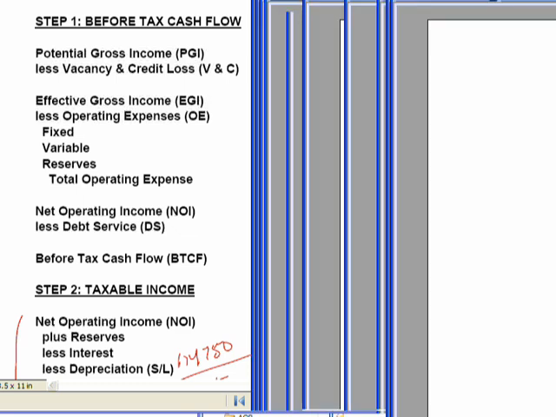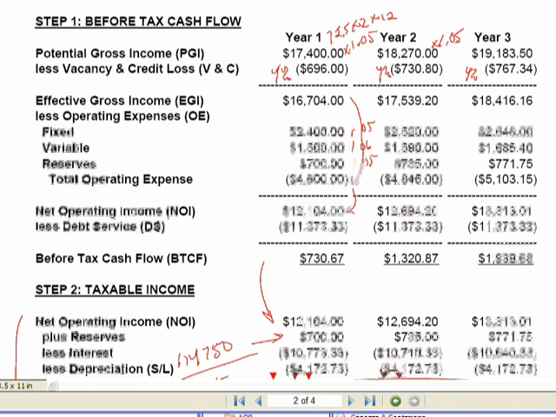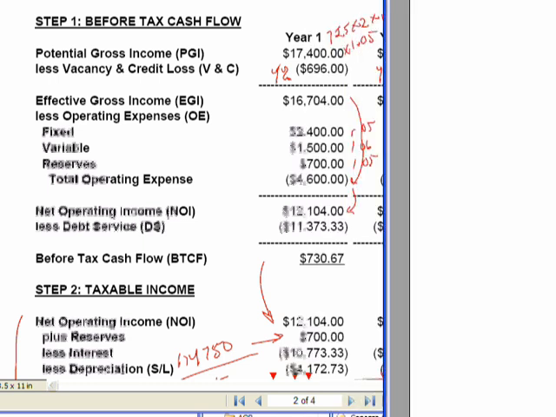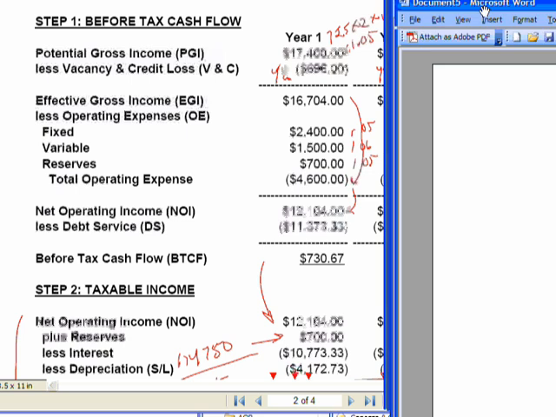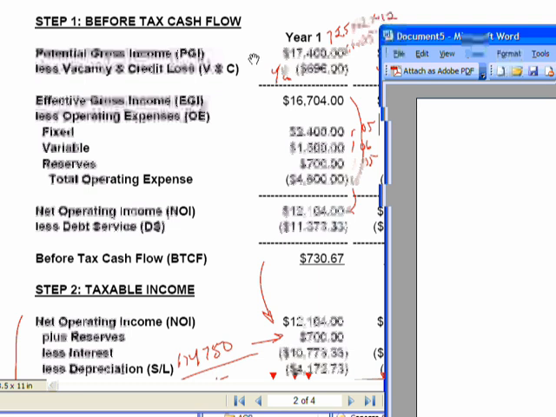Now, looking at the numbers, what you might want to do is start out with year 1 only, and then go on to years 2 and 3. So using this strategy, starting with year 1, we're going to calculate PGI first, and PGI, again, is if all the units were rented at market rates. In this case we have 2 units, the market rental rate is $725 per unit, and then annualize it, multiply it times 12. So here we have 725 times 2 times 12, which gives us 17,400.